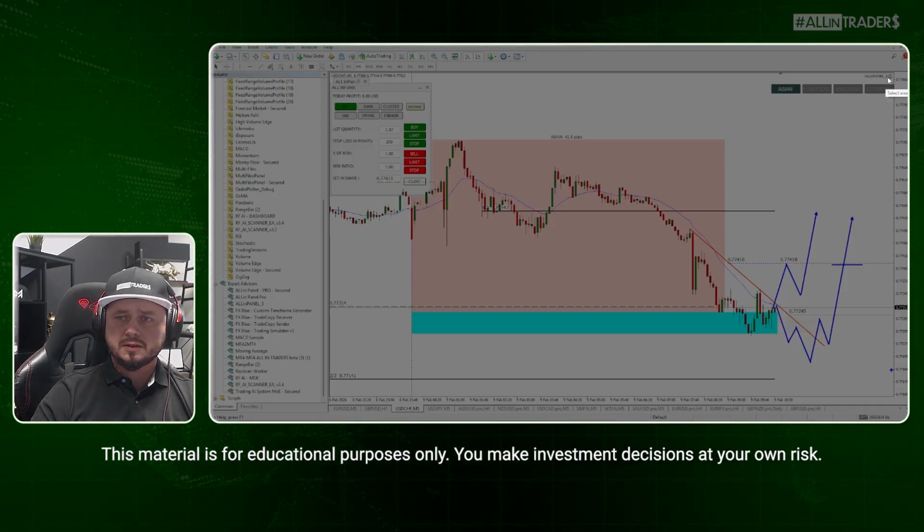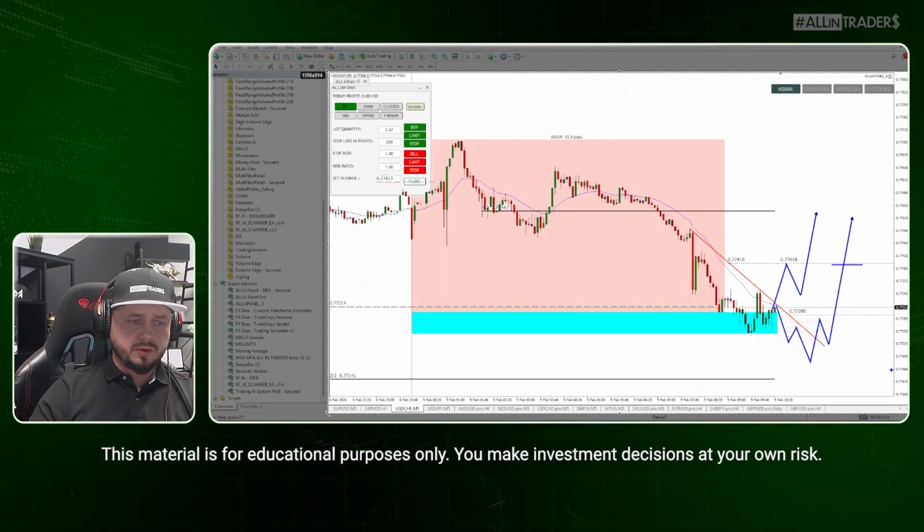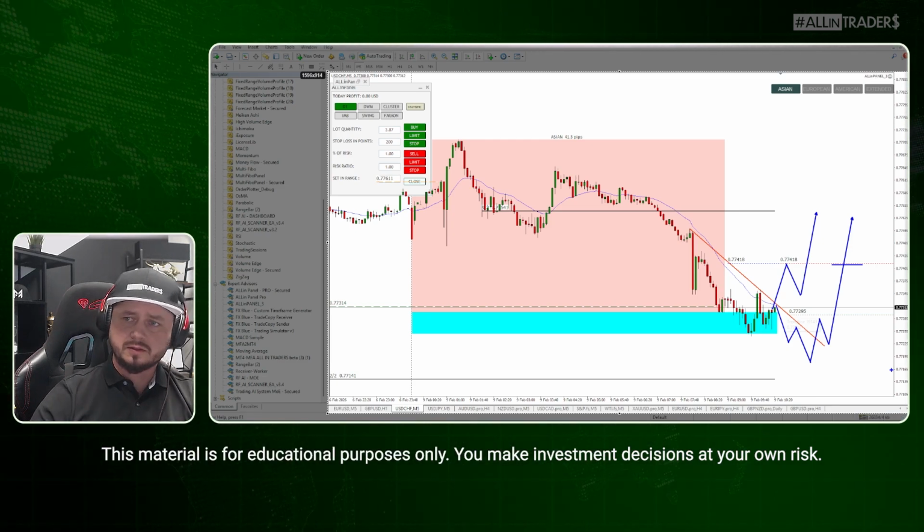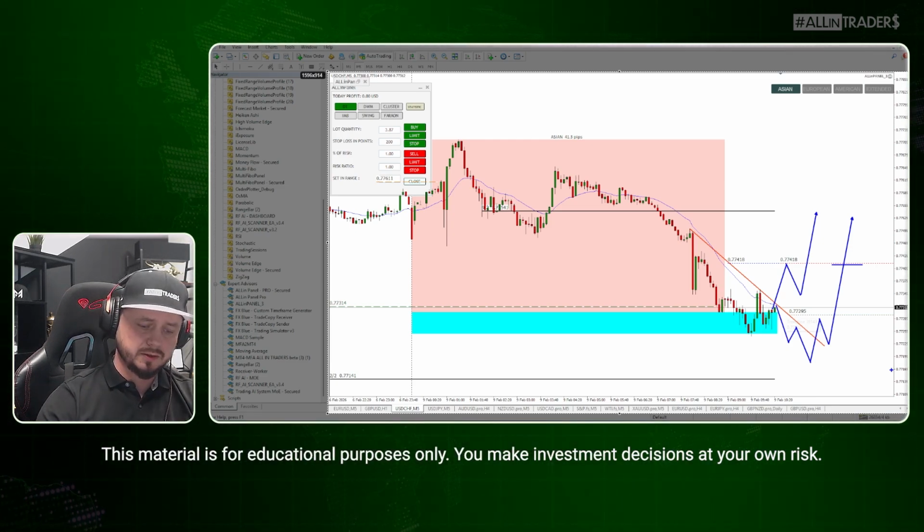Okay, so I'm going to save the screenshot and we're going to put the trading plan into the trading journal. This is USD CHF. Also simple setup, guys.